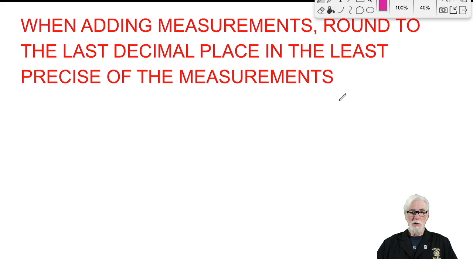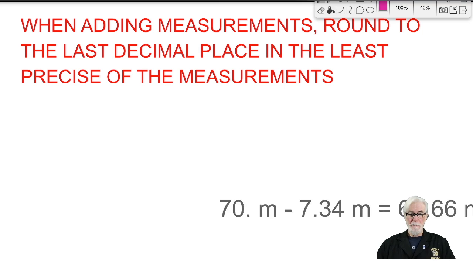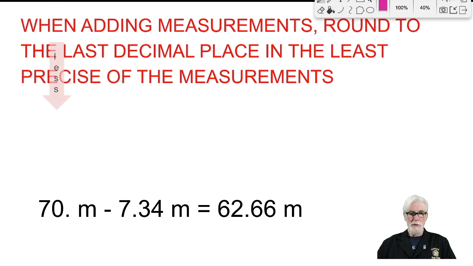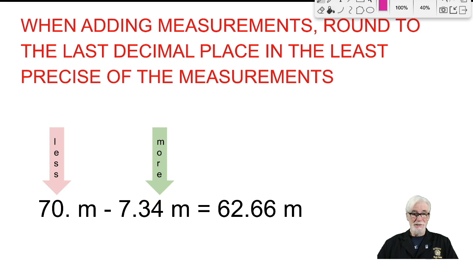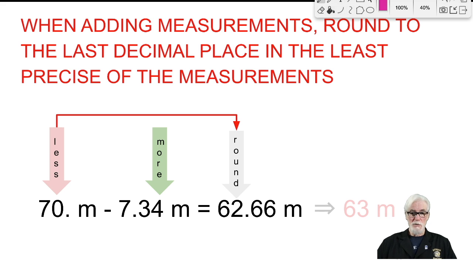So this gives us a rule. When adding measurements, round to the last decimal place in the least precise of the measurements. So in this example, we had less precision there with the 70 meters, more precision with the 7.34 meters. The less precise number was good to the nearest 1 meter. The more precise number was good to the nearest 100th of a meter. So we would round to what's less precise, and that's the nearest meter. So rounding 62.66 to the nearest meter gives us 63 meters.